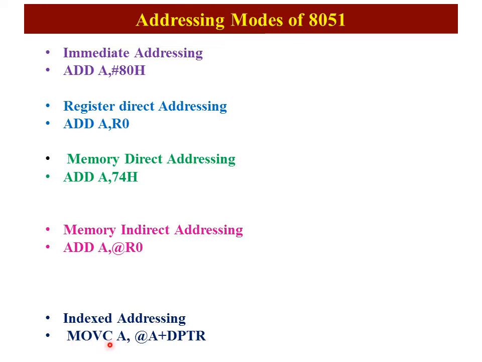So the MOVC instruction is nothing but move contents of memory. That is the meaning of this MOVC instruction in the 8051 microcontroller. Here the base address DPTR and the offset address are both added. After adding, some content comes. That content will be treated as an address. In that address location, whatever data is present is going to be added with the accumulator register.